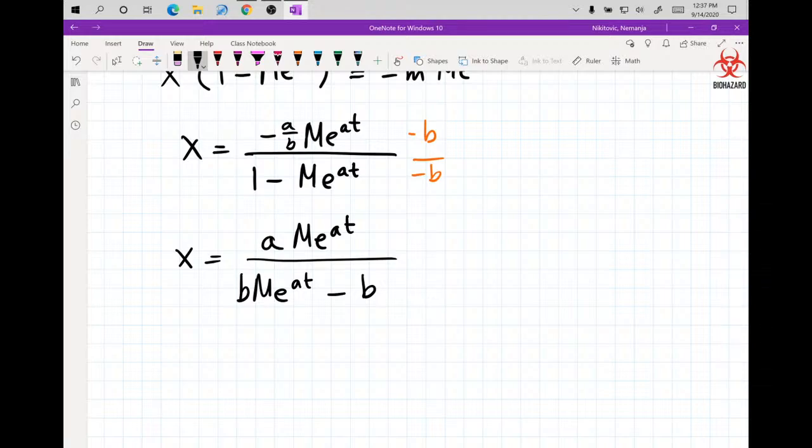And there is one more thing to do. Divide top and bottom by meat, because meat cannot be 0, right? Because you have an exponential function. An exponential function has a horizontal asymptote at y equals 0, so its answer can never be 0. And because it can never be 0, we can divide by it to simplify. And when you divide by meat, top and bottom, you will only have one meat in the equation.